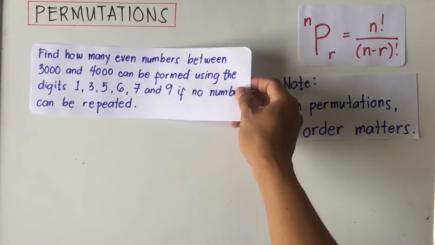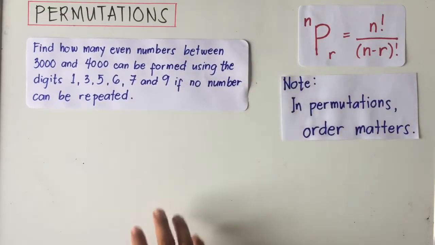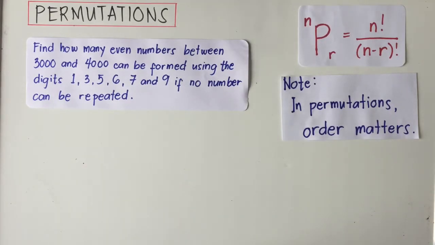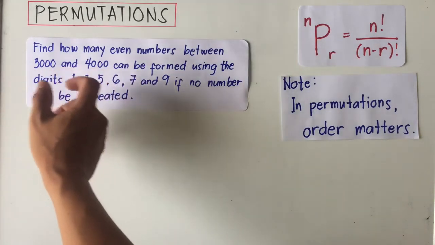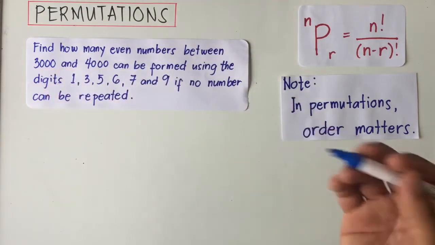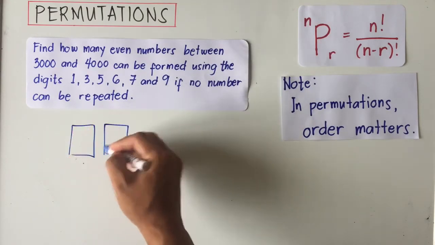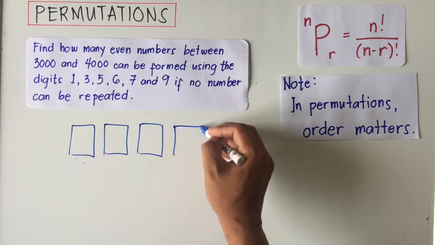Now we're going to the next example. Find how many even numbers between 3,000 and 4,000 can be formed using the digits 1, 3, 5, 6, 7, and 9. So basically, you are not going to start with 1, and you are not going to end with 9 and 7. Since the numbers between 3,000 and 4,000 have 4 digits, we have 4 boxes: 1, 2, 3, and 4.